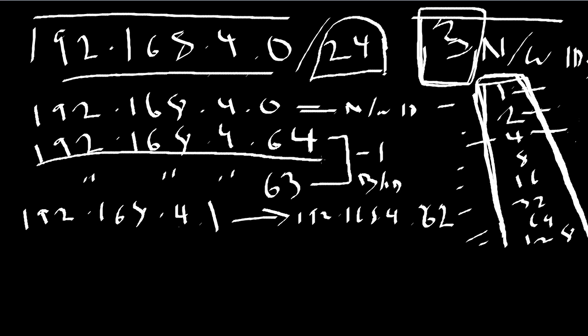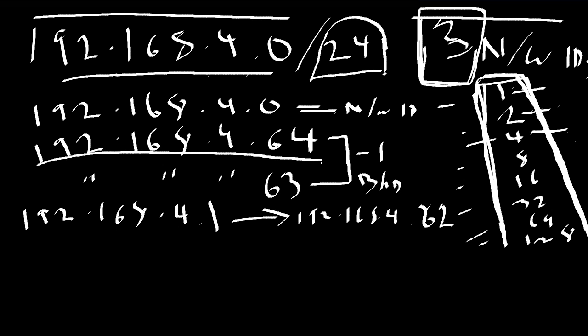Remember, your broadcast ID is the subtraction of 1 from the number in the last octet of your next ID, as we can clearly see in this example. So your broadcast ID for your 192.168.4.64 network becomes 192.168.4.127. That's 128 minus 1.